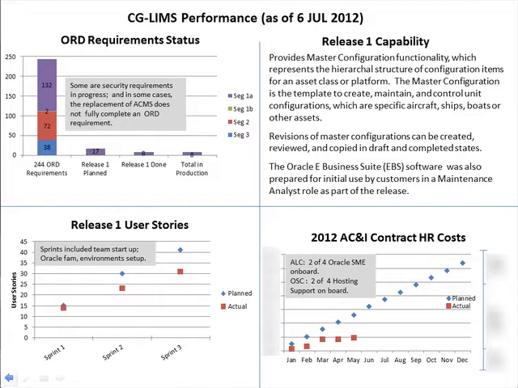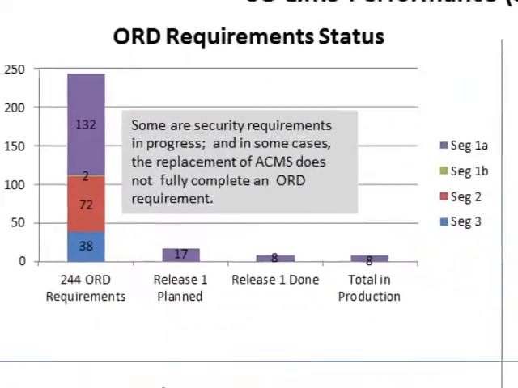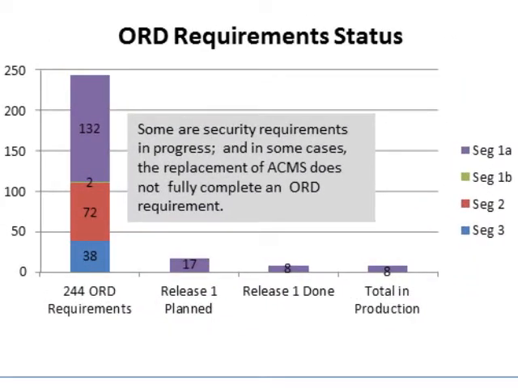Now we know CG LIMS is a technology refresh of LIMS to meet the enterprise requirements that are spelled out in the ORD, the Operational Requirements Document, with a commercial off-the-shelf tool. Between March and June this year, the development team completed work needed to establish the Oracle E-Business Suite environments and complete the first 8 ORD requirements.